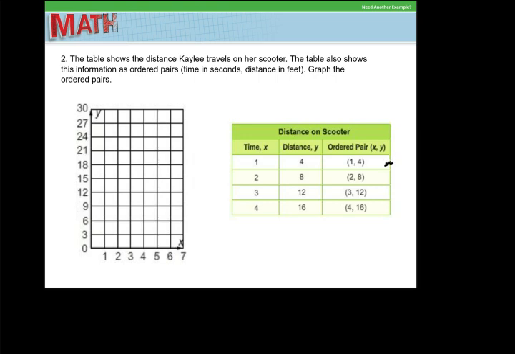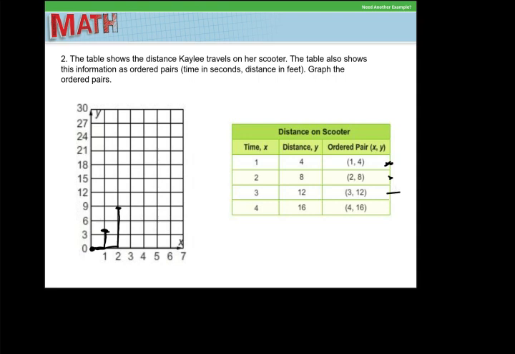Right here we have 1, 4. So I'm going to start at 0, go over to 1, and go up to 4. Since there isn't a 4 there, I know that 4 comes after 3, so I'm going to guesstimate a little bit that 4 is going to be right there. The second one, we're going to go from 2 to 8. So start at 0, 0, go to 2, go up to 8, but don't go to 9, right under 9.